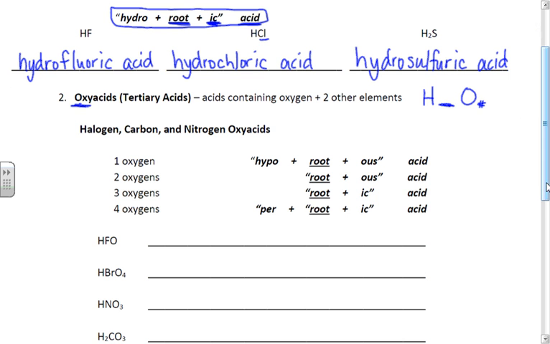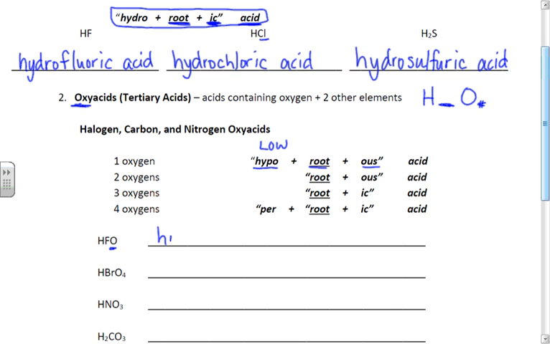If you have only one oxygen, this prefix hypo means low. So the lowest number of oxygens will be hypo, like hypoglycemia is low blood sugar, hypothermia is low body temperature, hypo, low oxygen. Then we'll put our root, and then our suffix will be OUS. So for this first example, there's only one oxygen here at the end.